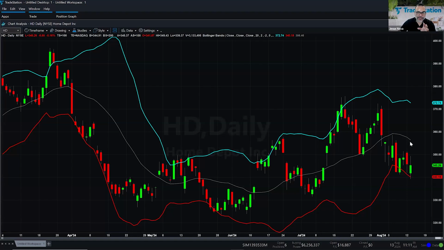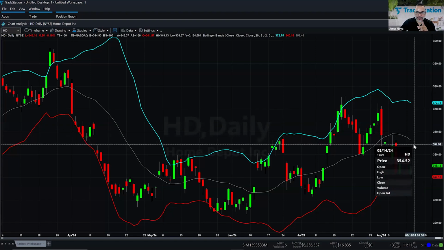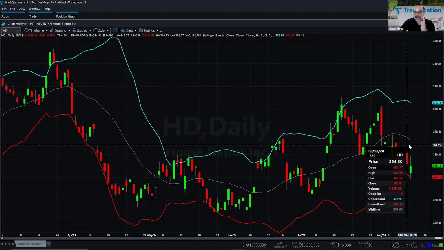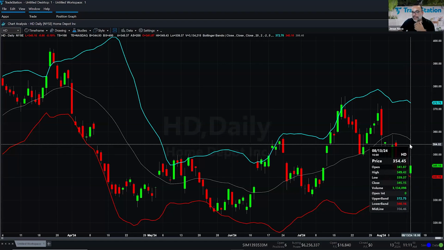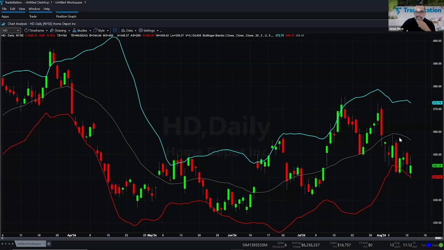But the midpoint here, if you wanted to know what that value is, one thing you can do is click on the background of my chart and bring your vertical axis right on that candle. You can see at the bottom of my data tips window the upper band in blue, the lower band in red, and then the midline, 356.46. So 356.46 is the average closing price for the past 20 bars.